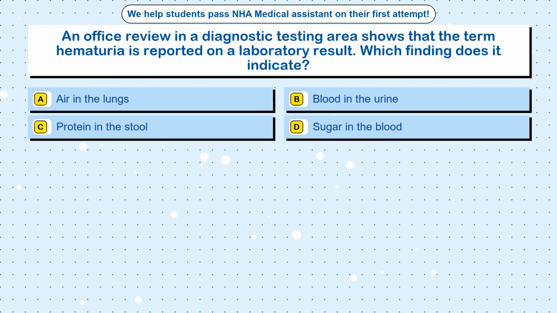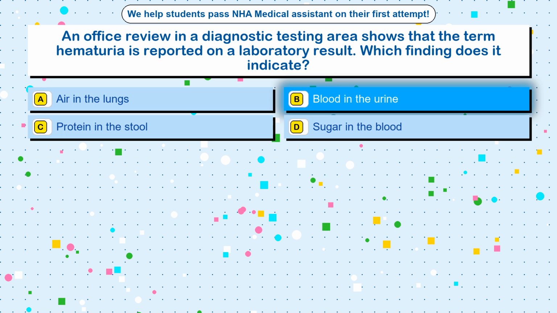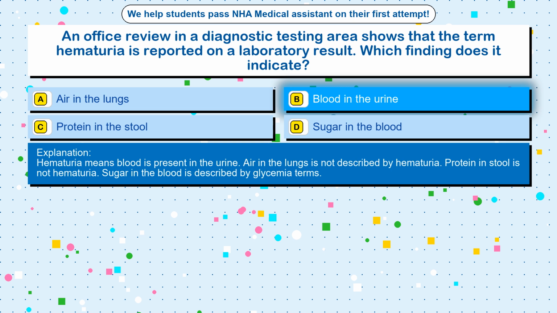Question 59. An office review in a diagnostic testing area shows that the term hematuria is reported on a laboratory result. Which finding does it indicate? Option A. Air in the lungs. Option B. Blood in the urine. Option C. Protein in the stool. Option D. Sugar in the blood. The correct answer is option B. Blood in the urine. Hematuria means blood is present in the urine.